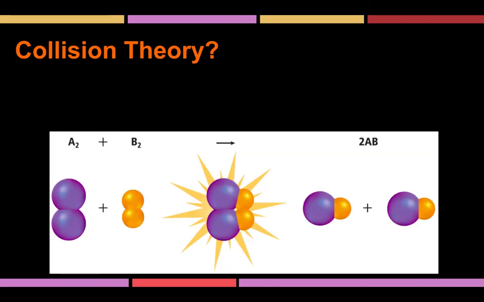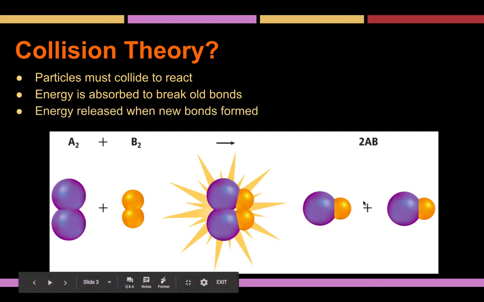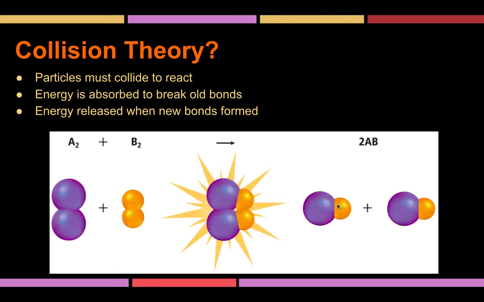So here we go. We have what's called collision theory. This is the idea that if we want particles to react with each other, they have to collide. And as they collide, so we have a molecule of A2 and a molecule of B2, they smash together. They have to absorb some energy to break their old bonds, the bonds that hold the A together and the B together. And then when they form the new molecules, these new bonds between an A and a B, they release some energy. And depending on how much is absorbed or released, that's going to determine if the reaction is endothermic or exothermic.